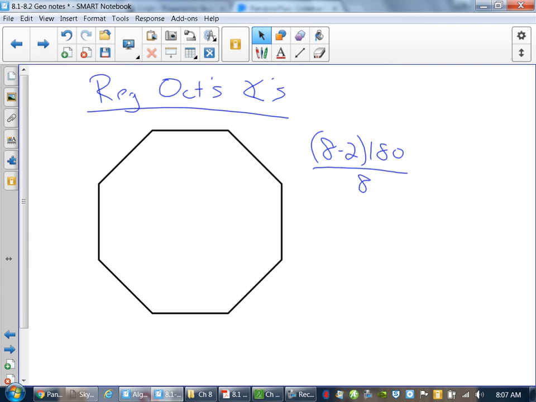That's the formulaic way of doing it. If you throw that in the calculator with the fraction bar, it does it for you, okay? I believe you get 135 for each of them. Yeah. Okay. That gives you 135 degrees for each individual angle going through.